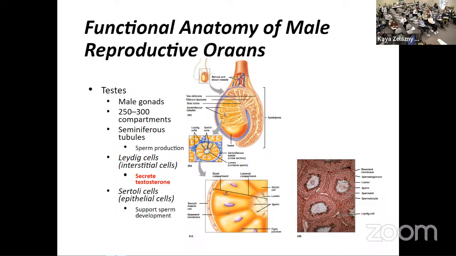The Leydig cells, we might think of as interstitial because they're kind of between the tubules. They're between tissue, interstitial, but they are their own cells. They're secreting testosterone. We already know that testosterone was important for the development of this reproductive tract in the first place, and they're going to continue secreting testosterone.